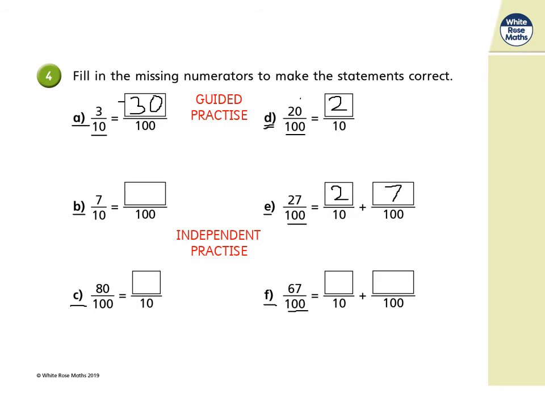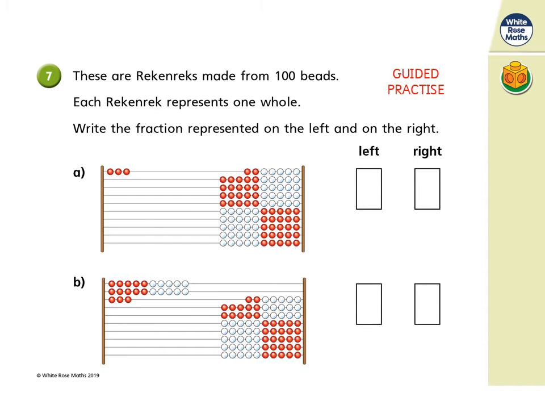Good luck. For our last slide, I'm going to go through another question together with you. These are rekenreks made from 100 beads, so each rekenrek represents one whole. We've got to write the fraction represented on the left and on the right side. On A, we have 3 beads, so I'm going to write that there. And 3 beads out of a total of how many beads altogether? Yes, I have 100 beads. I have 3 out of 100 on the left-hand side.